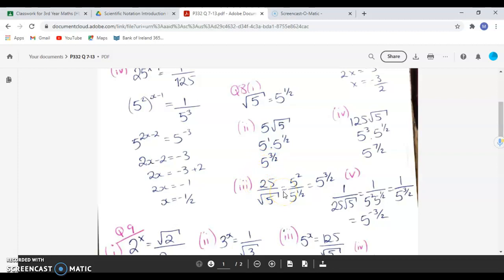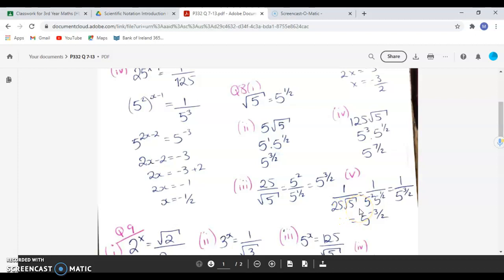The next one, you have 25 over root 5. So rewrite it again. 25 can be rewritten as 5 squared. Root 5 can be rewritten as 5 to the half. What is your rule for division? Your rule is subtract the powers. So you do 2 take away a half is 3 over 2. There it is.